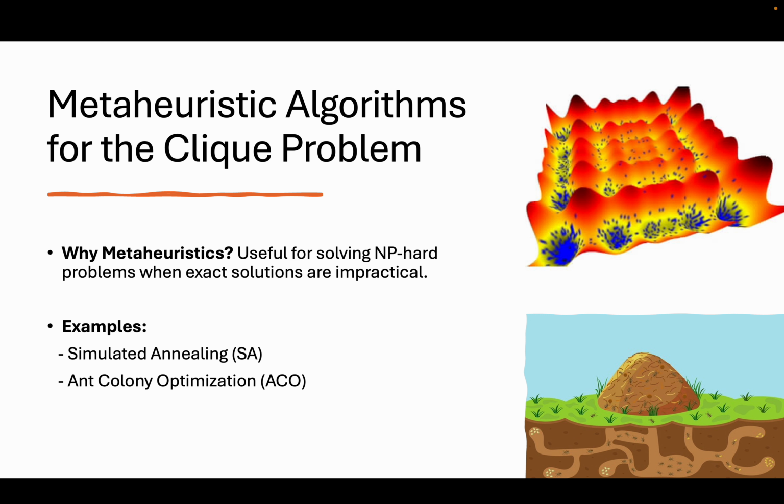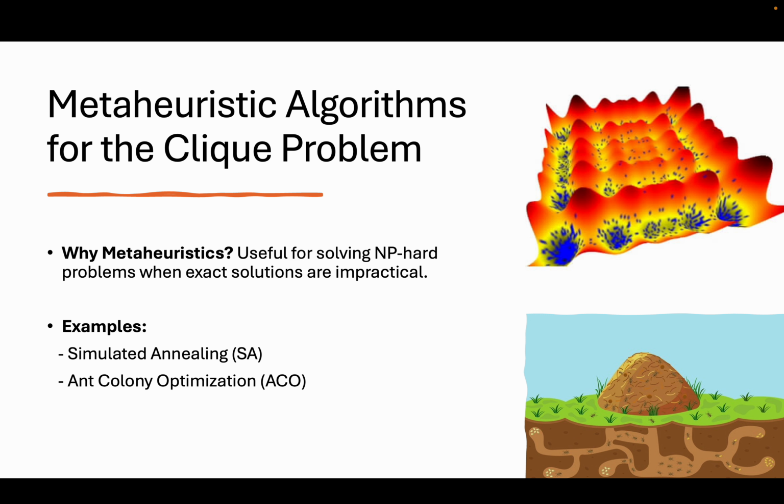Now we'll discuss the meta-heuristic and approximation algorithms. So why meta-heuristics? Since solving the clique problem exactly is computationally expensive, we often use meta-heuristic algorithms to find approximate solutions. These are strategies that guide other algorithms to search for good solutions efficiently.